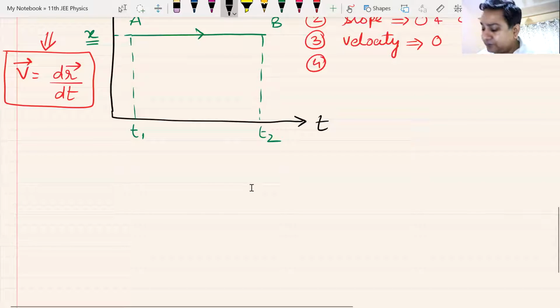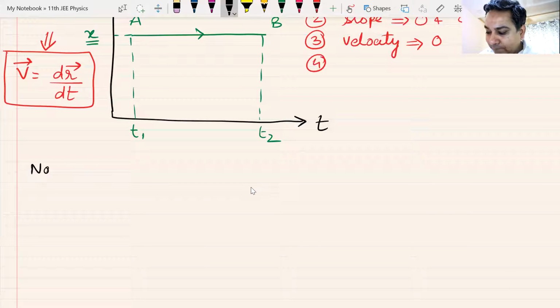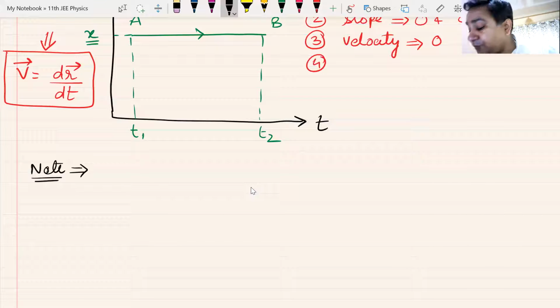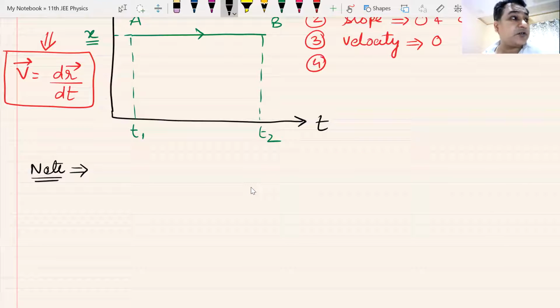Now remember, beta, let me come here and discuss this point again. Let me write it here as a note. Yes, beta, one thing I wanted to tell you.